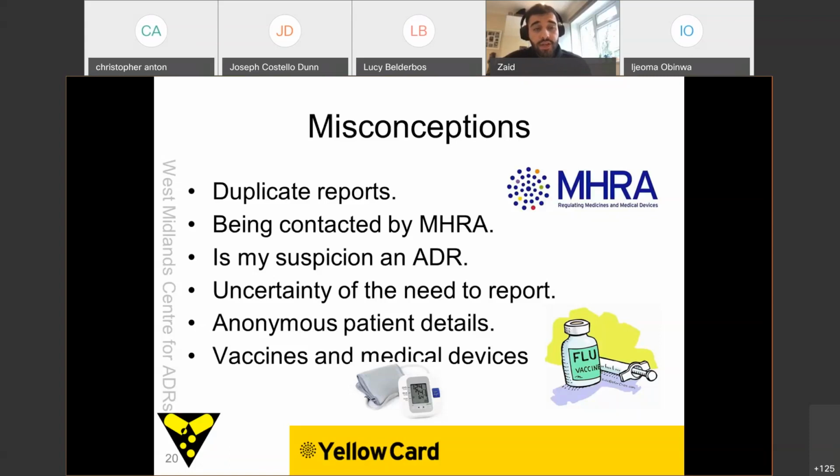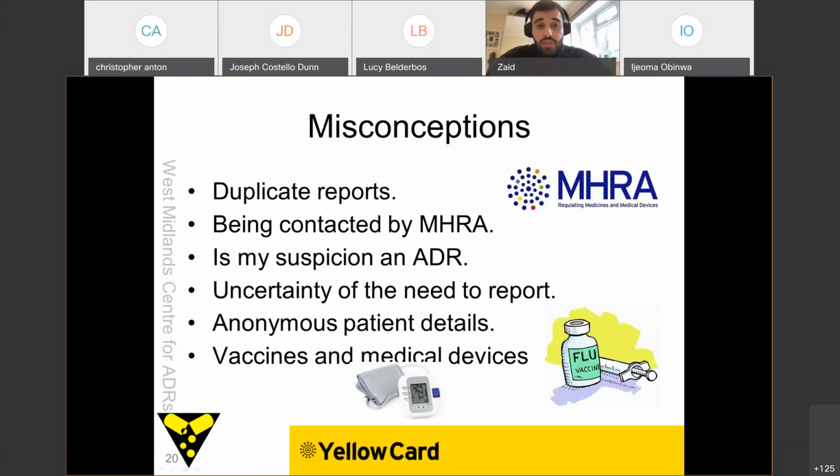Another big misconception is duplicate reports. Some reporters may be hesitant to make a report if they discover the ADR late, as they may assume someone's already made a report and they don't want to double the work of the MHRA. It's something that really shouldn't restrict you from making a report, because the system actually automatically detects duplicate reports in the same patient and the same reactions. So if there's any doubt about whether a report was made, you should make that report anyway.